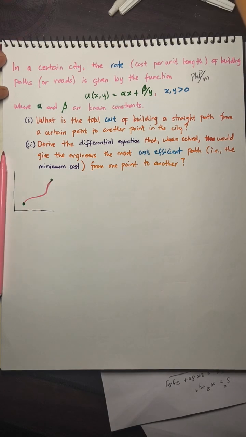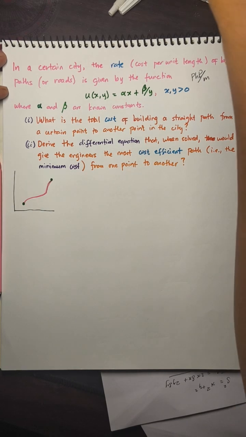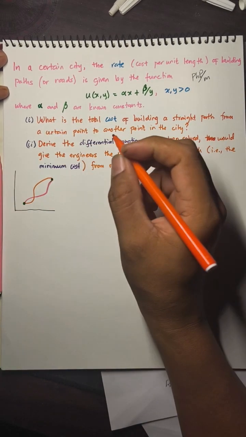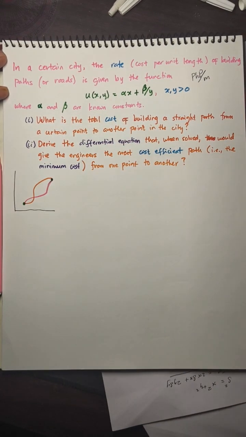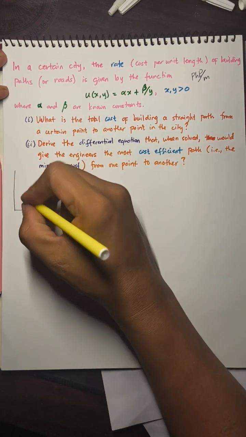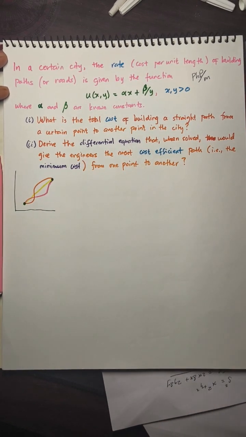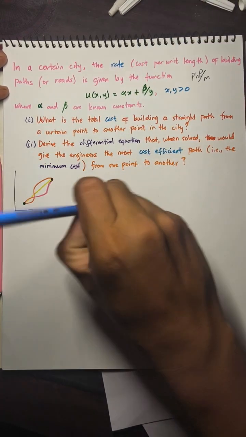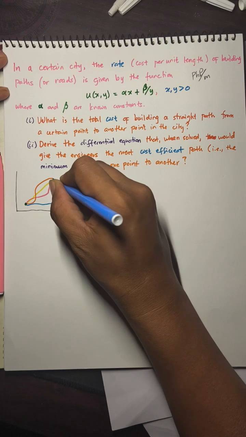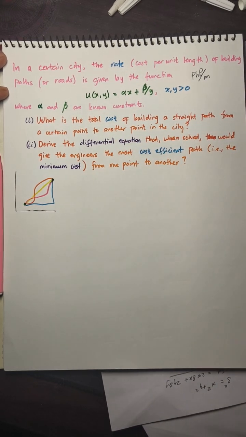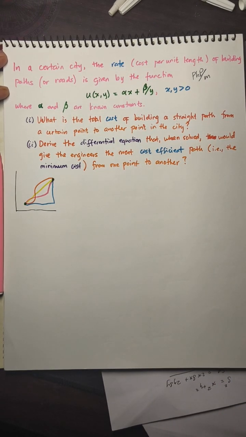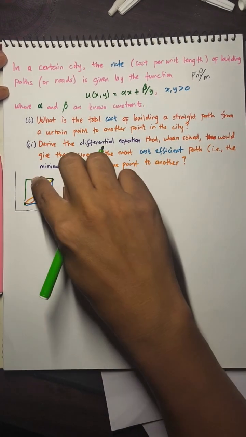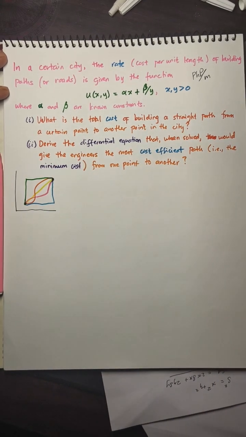For example, if we have another type of path, let's use orange for that one. This path here would have a different cost, or we can have a straight path, that one in yellow, which would have a different cost, or even a path like this, or another path like this one right there. Each of these will have a different cost.